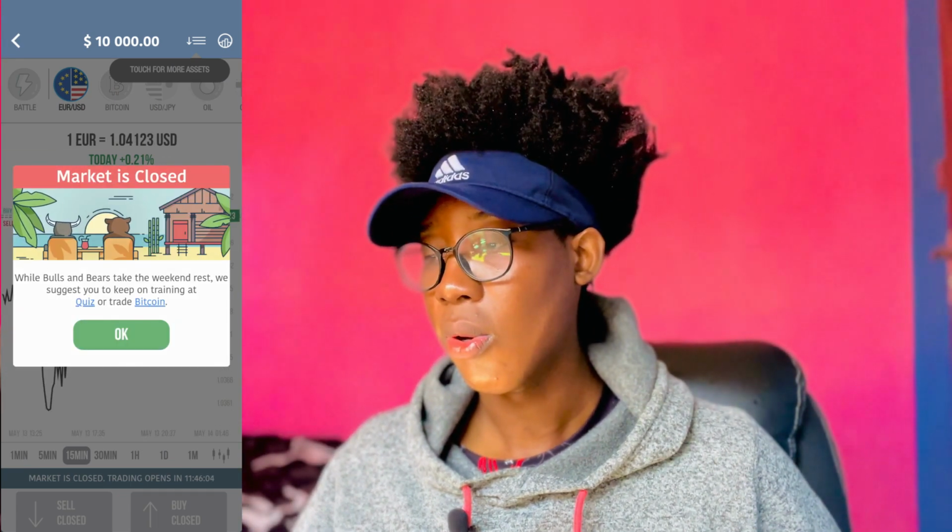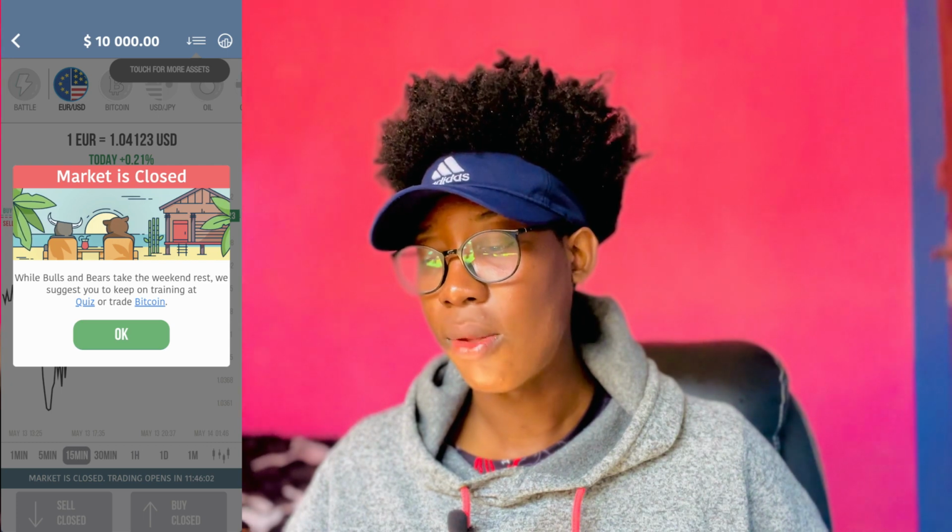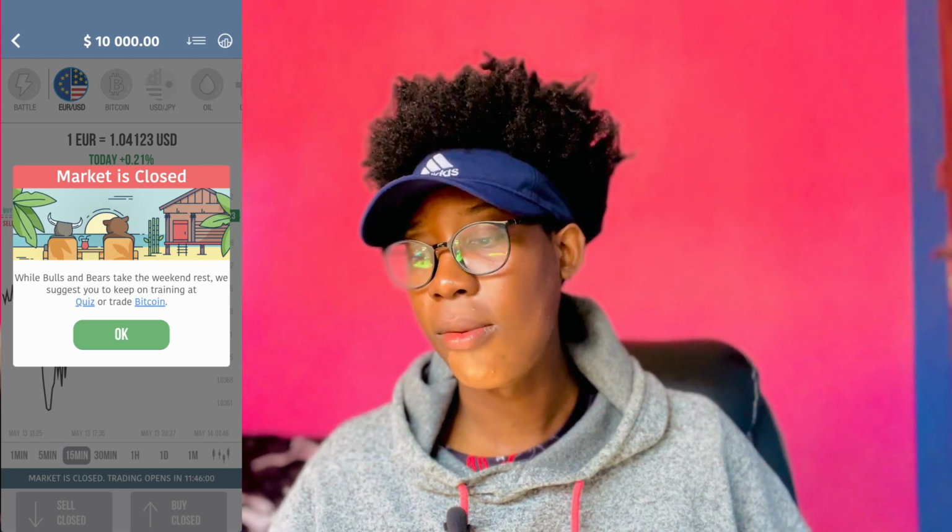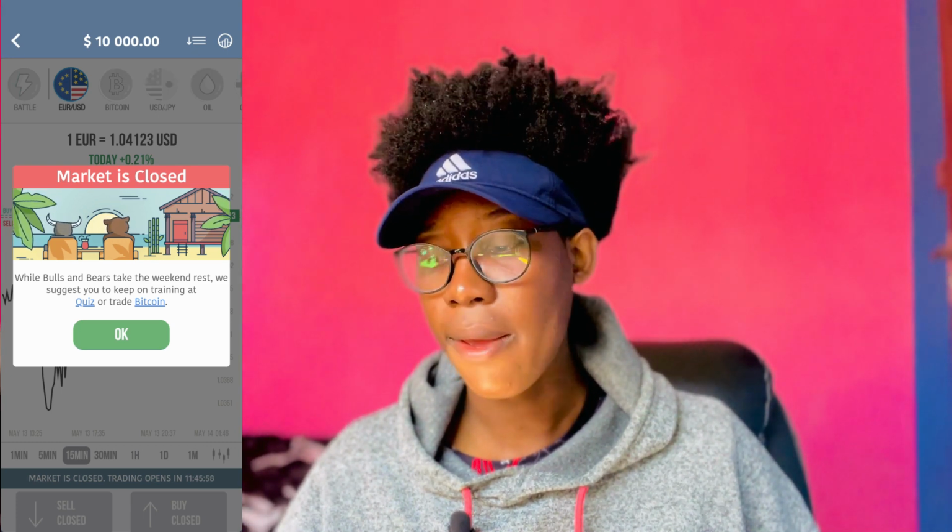Now a chart is going to load up. Unfortunately, today it's Sunday and it's telling me that the market is closed. So for now I cannot try to buy and sell, but otherwise you can try it on any of the weekdays and it's going to work. You can practice by buying and selling and see what happens from there.